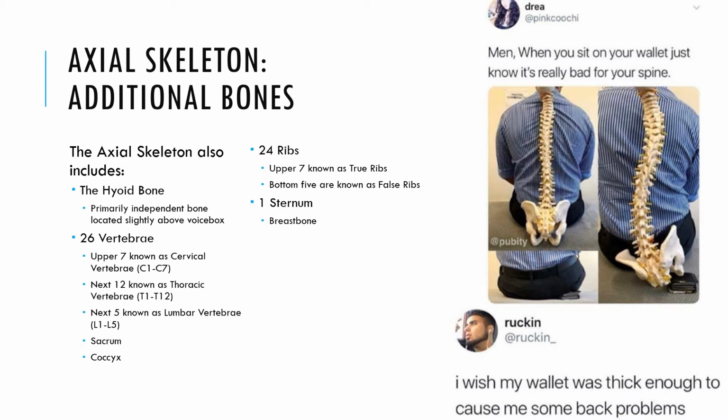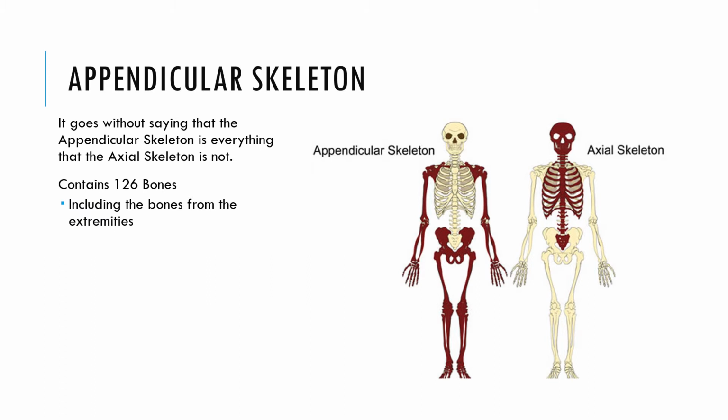Then there's 24 ribs, and the upper 7 are known as true ribs, and the bottom 5 are known as the false ribs. And we also have the sternum, which we know to be our breastbone. Then we have the appendicular skeleton. And it goes without saying that pretty much the appendicular skeleton is everything that the axial skeleton is not. And it contains 126 bones, which include all of the bones from the extremities, which is your arms and your legs.